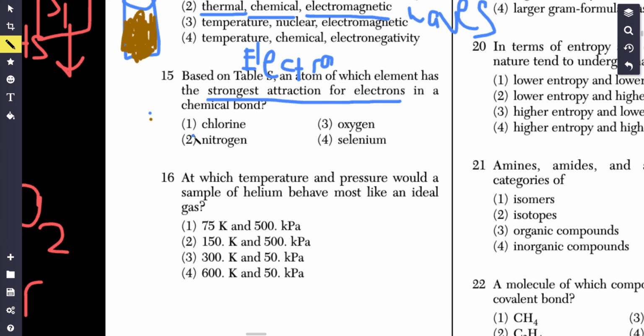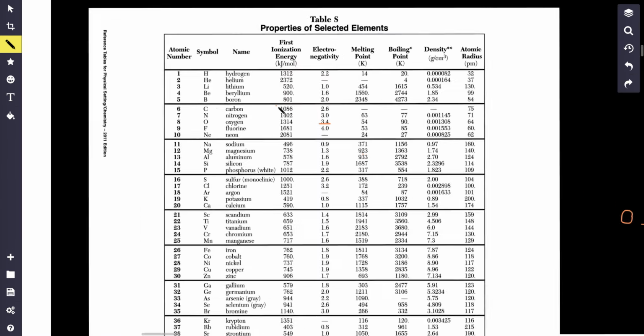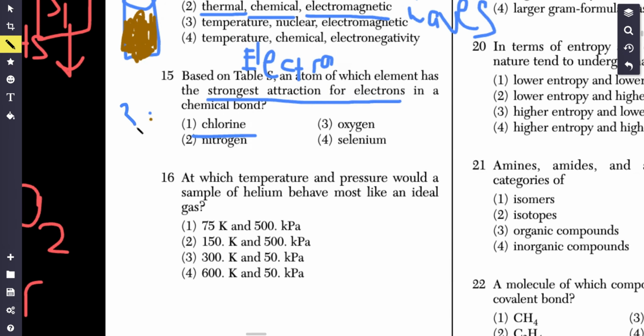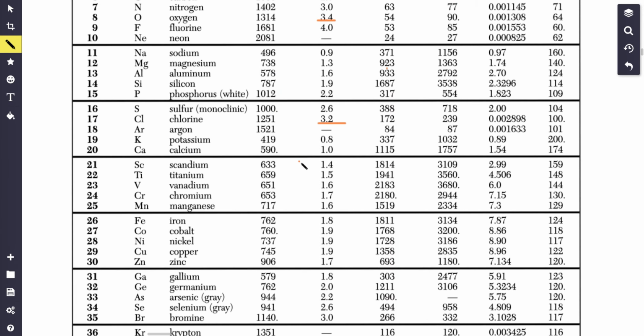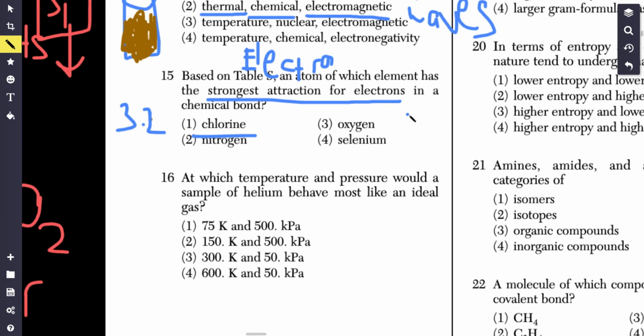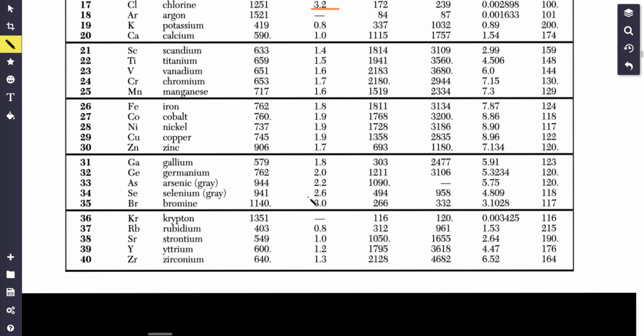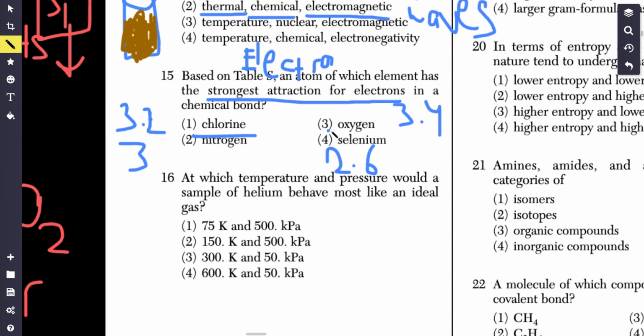So in this case, let's look at chlorine's electronegativity. Chlorine has an electronegativity of 3.2. We said oxygen has an electronegativity of 3.4. Nitrogen has an electronegativity of 3.0. And selenium, it's good that these people put the names there, 3.6. Oxygen is our winner. Higher value equals higher electronegativity.